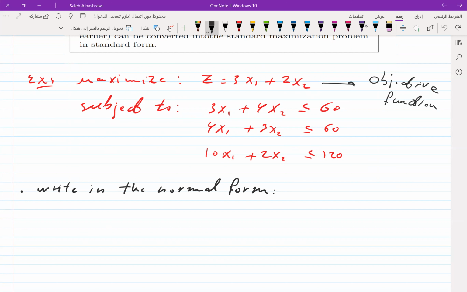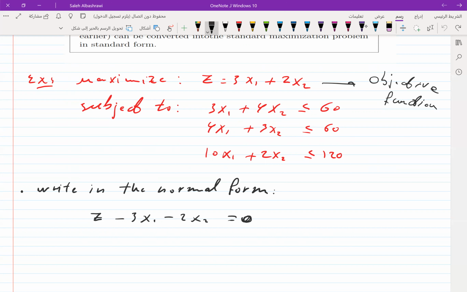For the objective function, we will have z minus 3x1 minus 2x2 equal to 0. So leave the right-hand side equal to 0, and move everything with x1 and x2 to the left-hand side, keeping only the constant on the right. If we have any constant, we'll keep it on the right. But in this case, we have no constant, so we make it equal to 0.